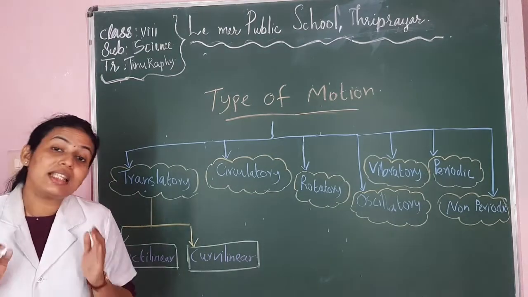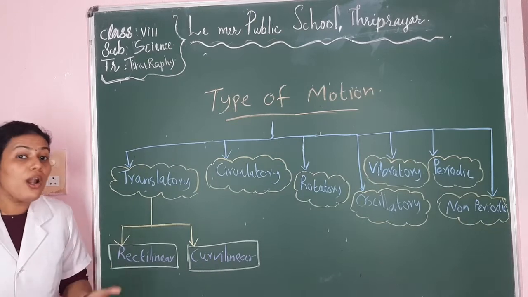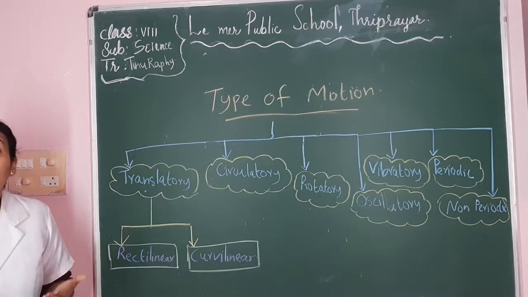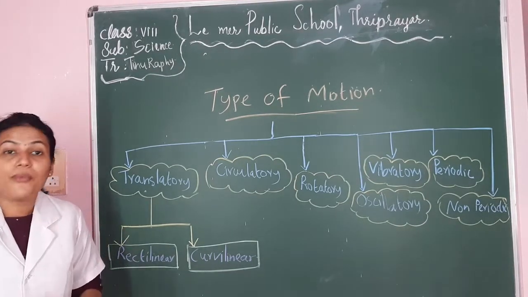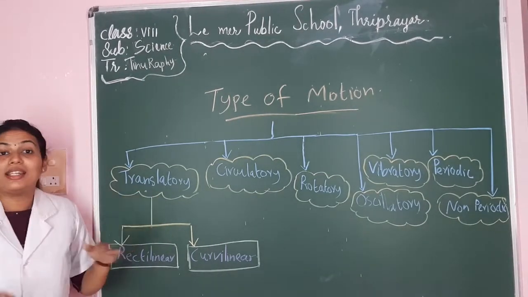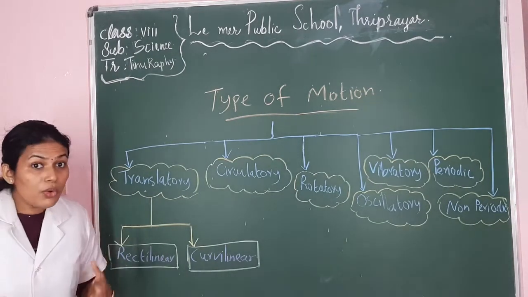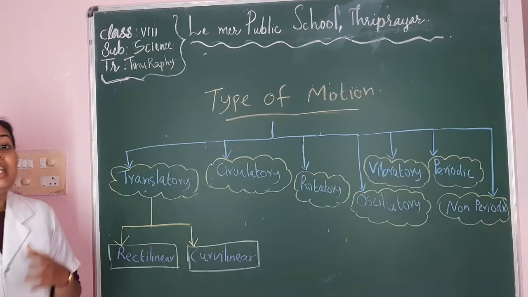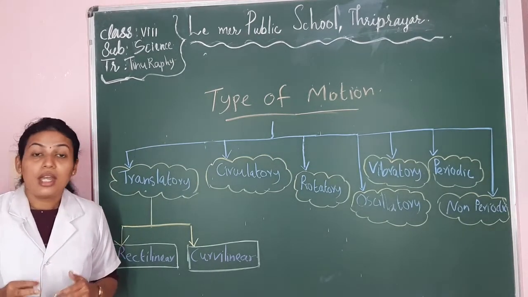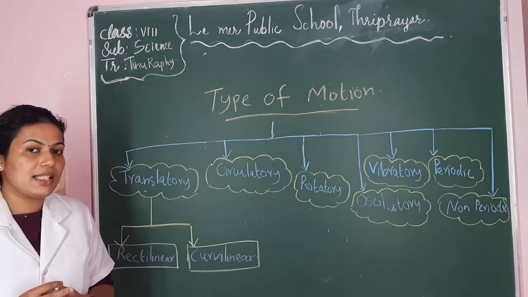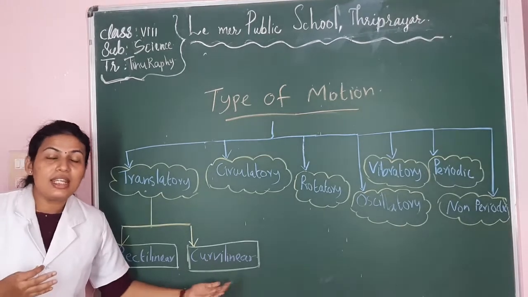An object is said to be in translatory motion when all parts of the object move the same distance in a given time. Then the motion of that object is said to be translatory motion. That is, all parts of the object move the same distance in a given time. So such objects are said to be in translatory motion. Now there are 2 types of translatory motion, that is rectilinear motion and curvilinear motion.